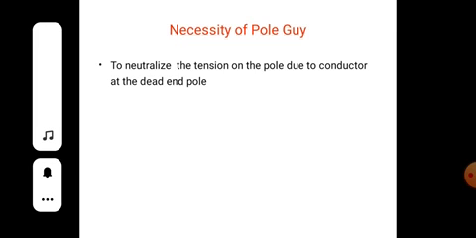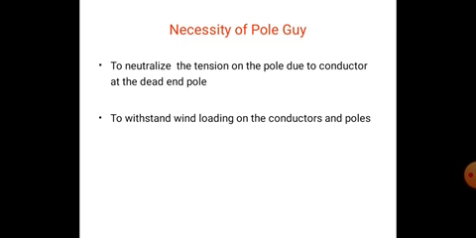To neutralize the tension on the pole due to the conductor at the dead end pole, to withstand wind loading on the conductor side poles, and to keep the pole straight without bending. What is the necessity of a pole guy? It is to neutralize the tension on the pole due to the conductor at the dead end pole, to withstand wind loading on the conductor side poles, and to keep the pole straight without bending.